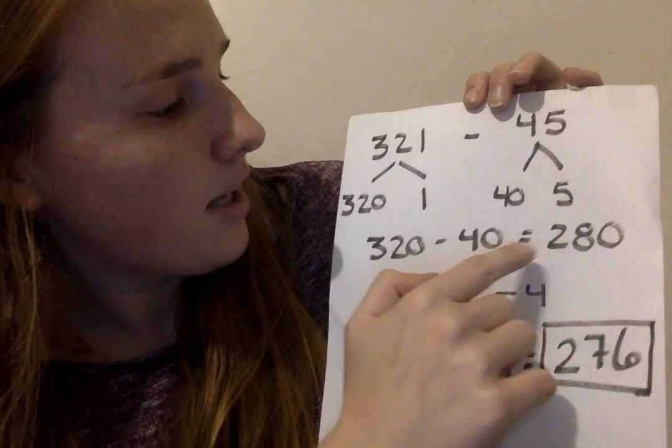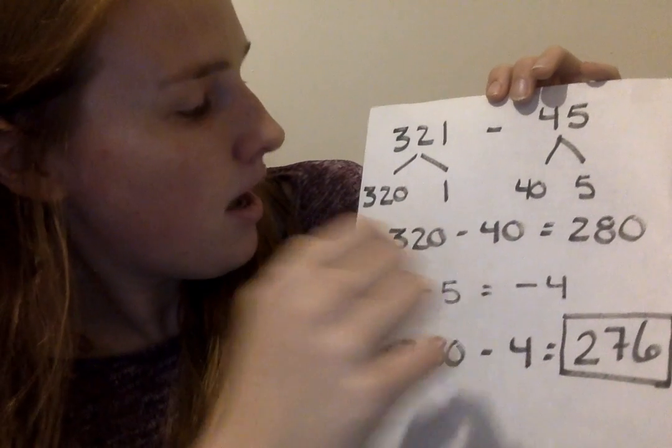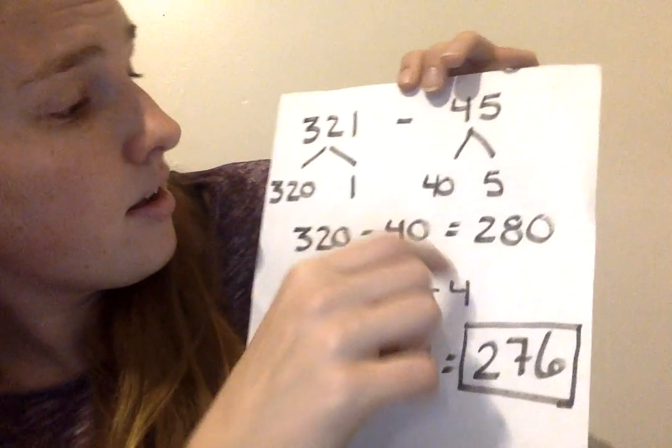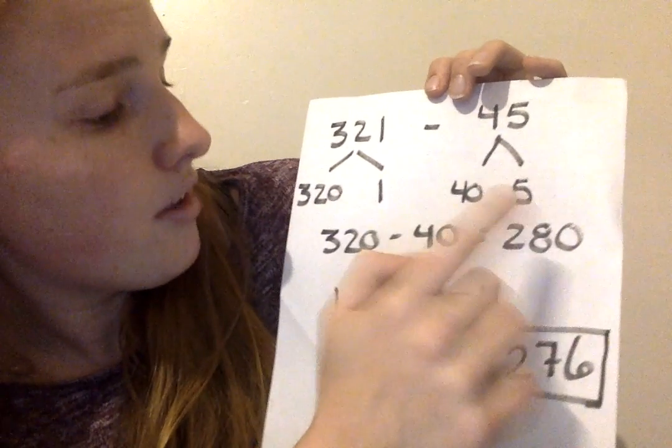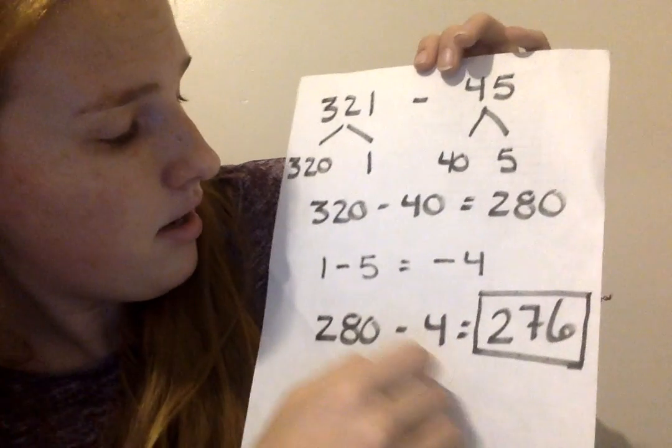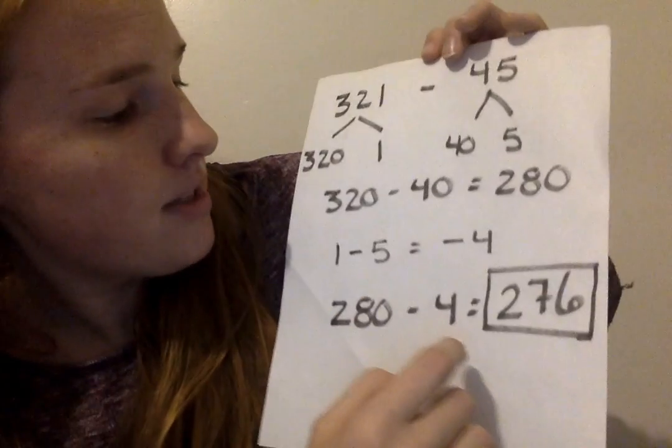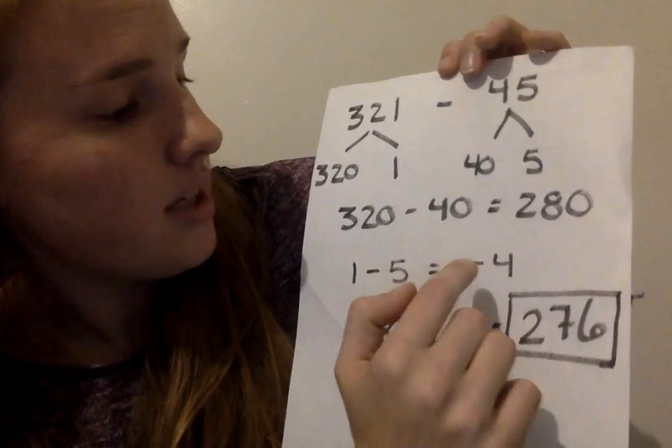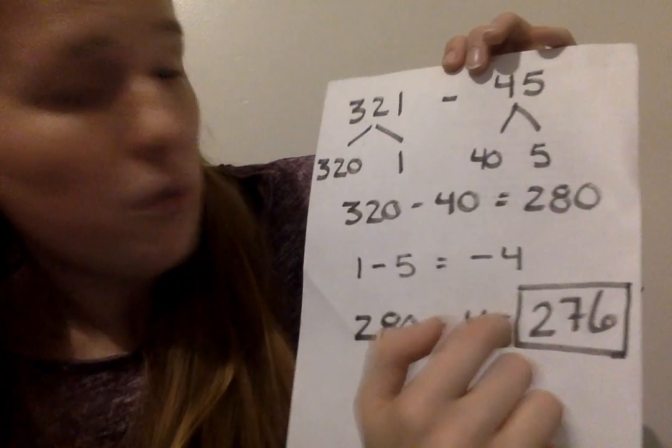320 minus 40 equals 280. I then took away my ones. So I have 1 minus 5, which gives me negative 4. This negative 4 is what tells me I need to subtract 280 minus 4, which gives me 276. The Elementary Mathematics for Teachers textbook talks about place value thinking on page 23.